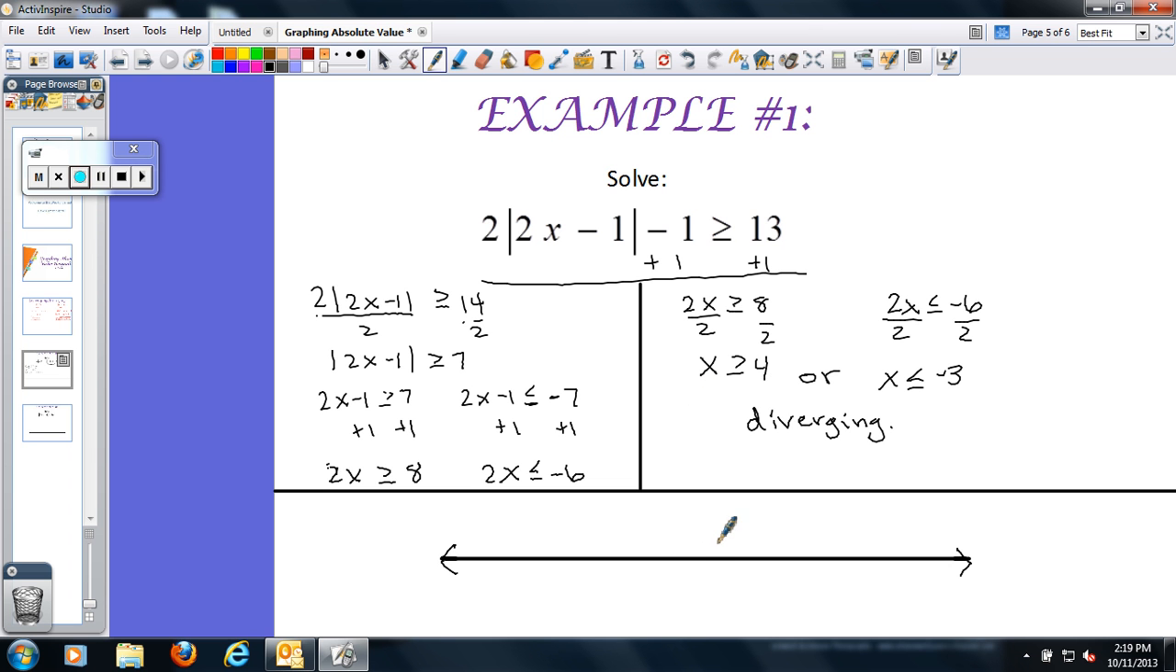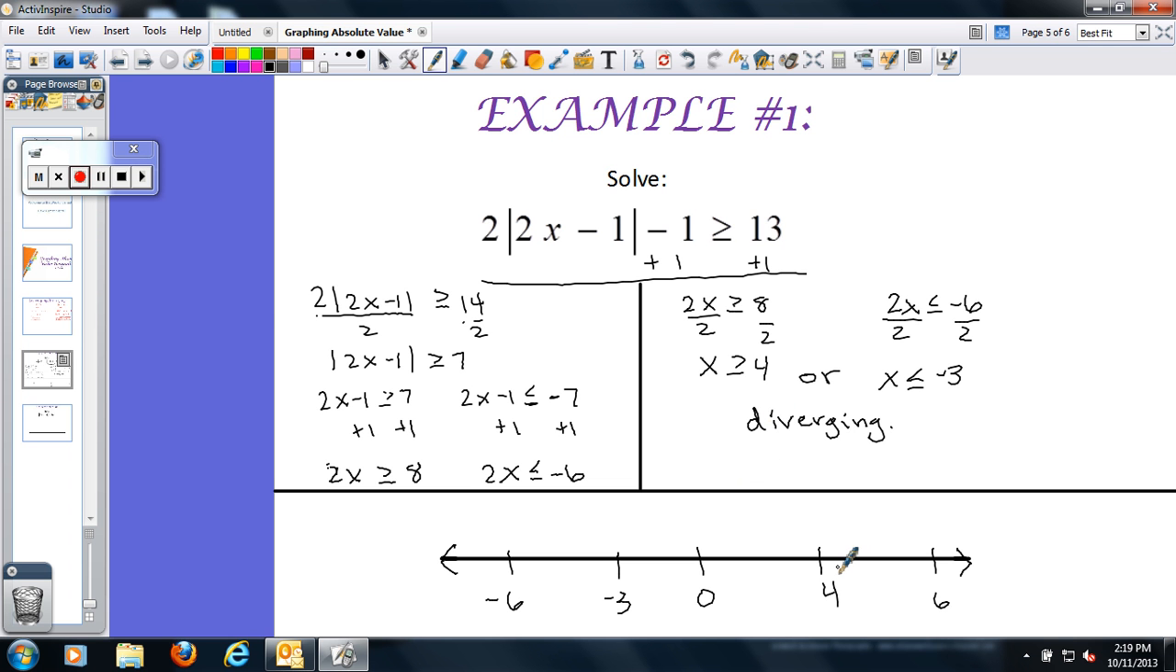Since I have a positive and a negative, I'm just going to put 0 in the middle. Let me actually erase that and put it in a little different spot. I'm going to put 4 right here. I'm going to put negative 3 right here. I'll put negative 6, and I'll put 6. Okay, so I am going to start by putting a dot on the numbers.